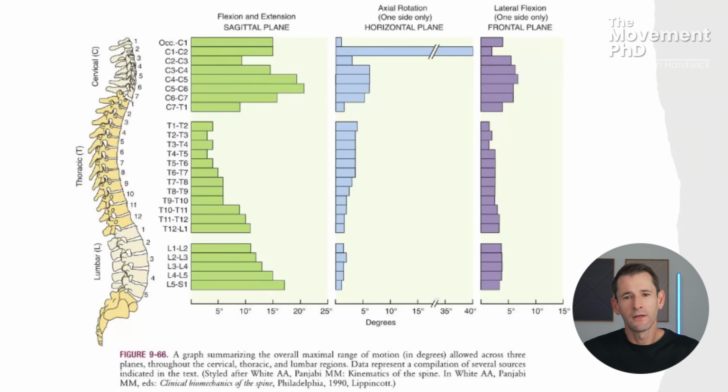Lateral flexion, again, most of that's coming from our cervical spine, with a little bit coming from the rest of the spine as well. So in general, we don't have as much lateral flexion as we have other movements, and most of that's going to be coming from our cervical spine. Don't memorize the absolute numbers on this graph. Appreciate the relative amounts of motion in the sagittal plane, in the horizontal plane, in the frontal plane.